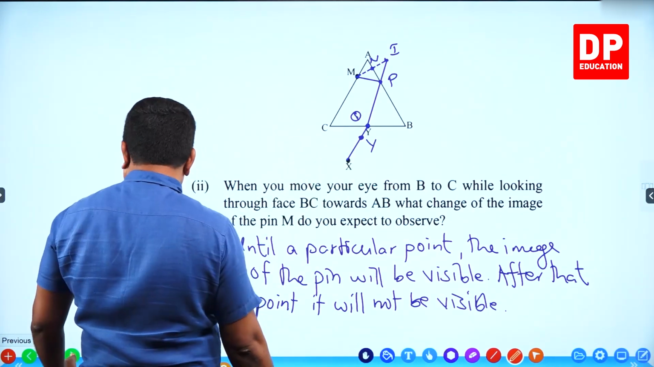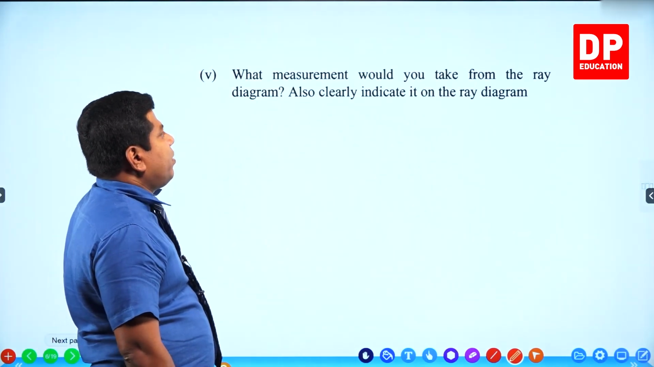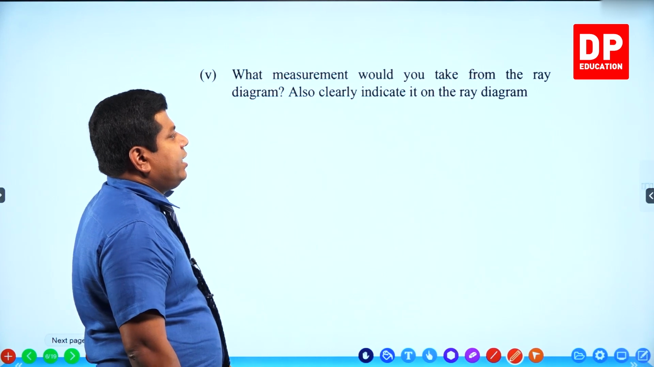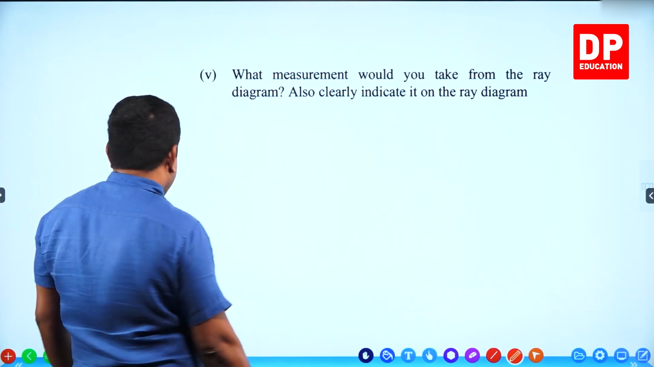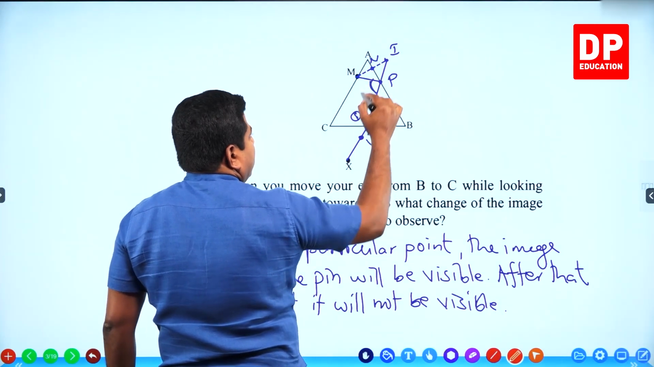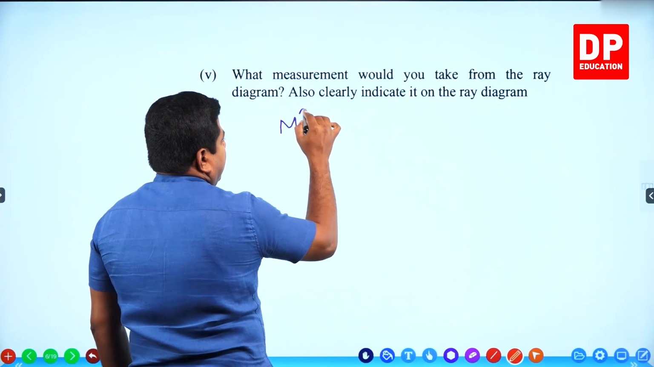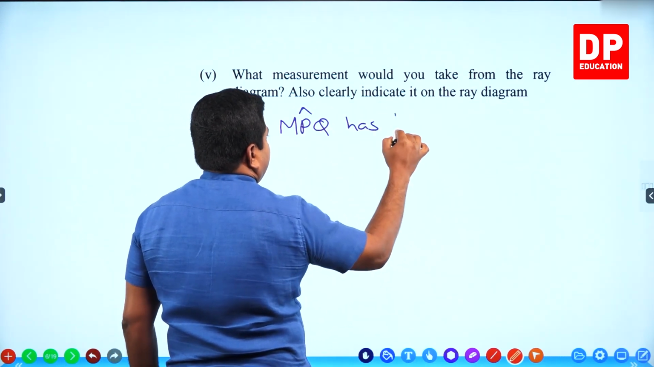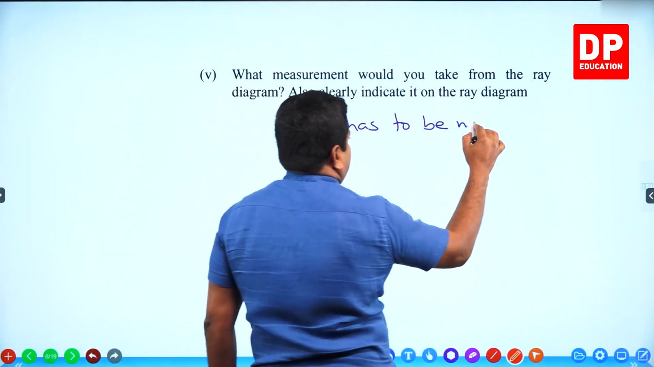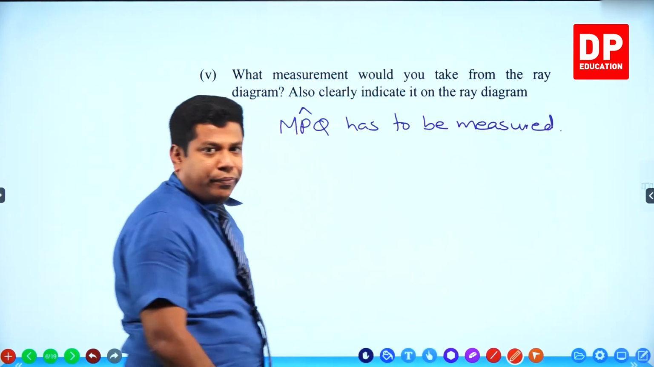This is the experiment we did. What measurement would you take from the ray diagram? Also clearly indicate it on the ray diagram. What you have to measure on the ray diagram? You have to measure this one, right? Let's say this is theta. MPQ has to be measured.